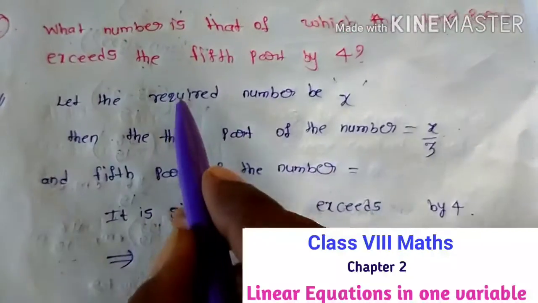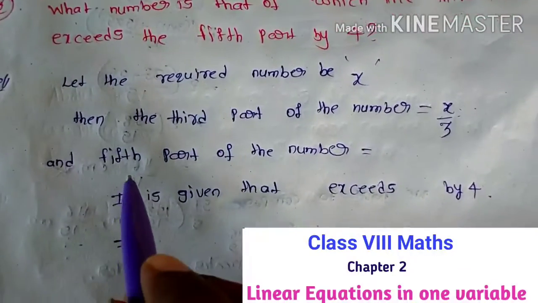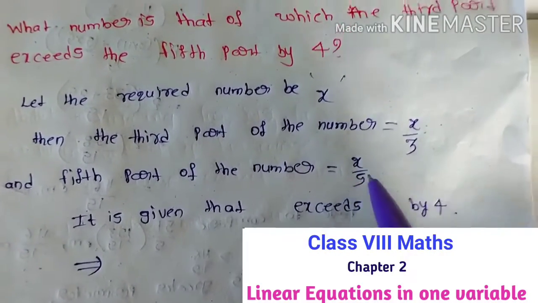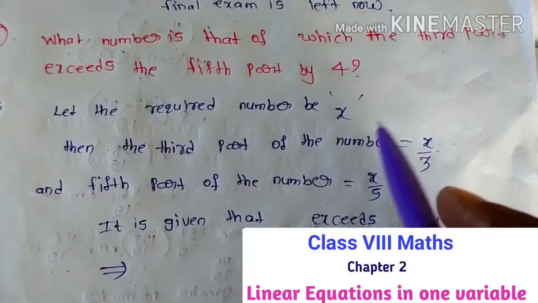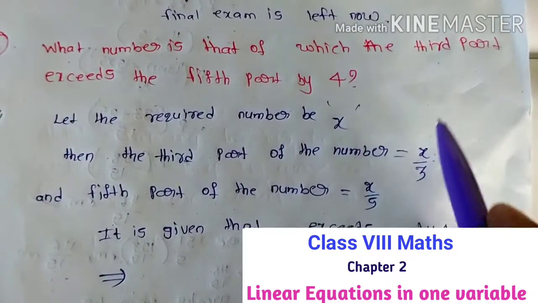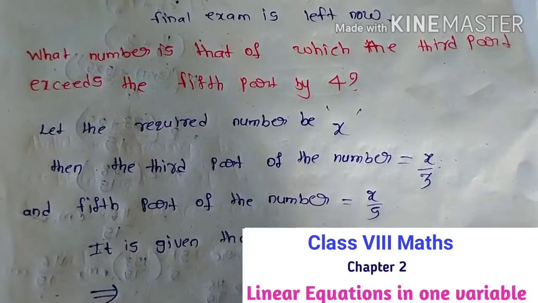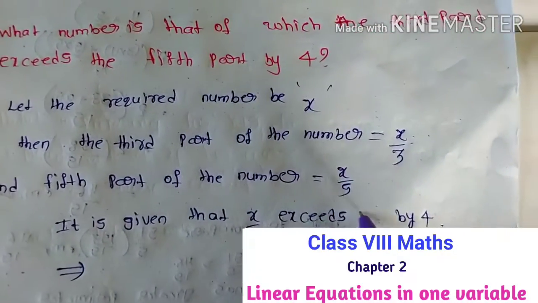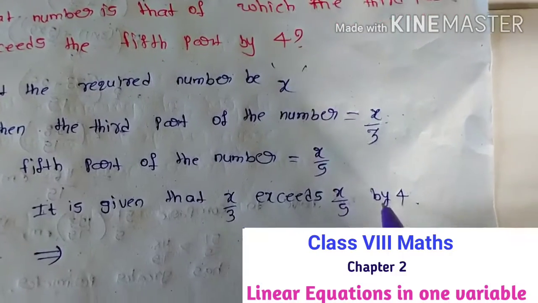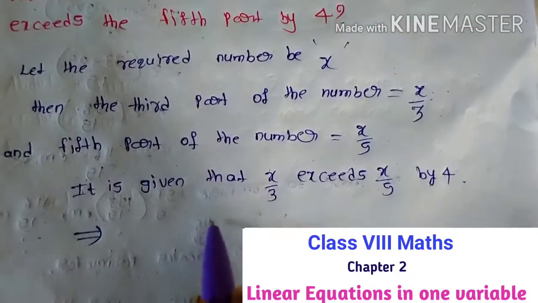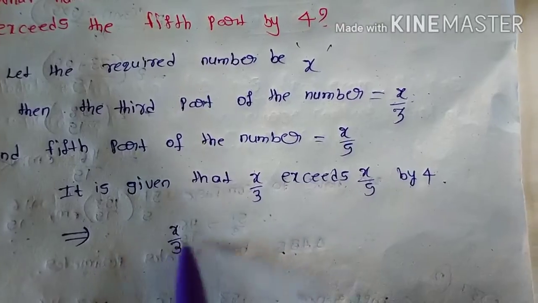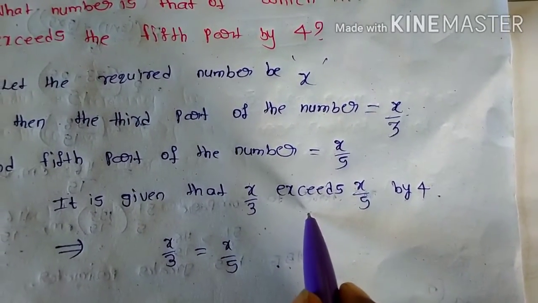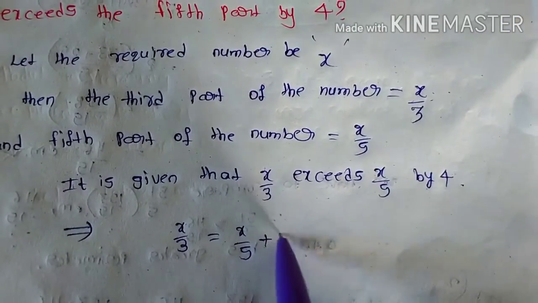Third part exceeds fifth part. That means the fifth part of the number will be x by 5. Yes or no? Yes. It is given that the third part, x by 3, exceeds the fifth part, x by 5, by how much? 4 only. That means you can write x by 3 is equal to x by 5 plus 4, since exceeds means addition, plus 4.